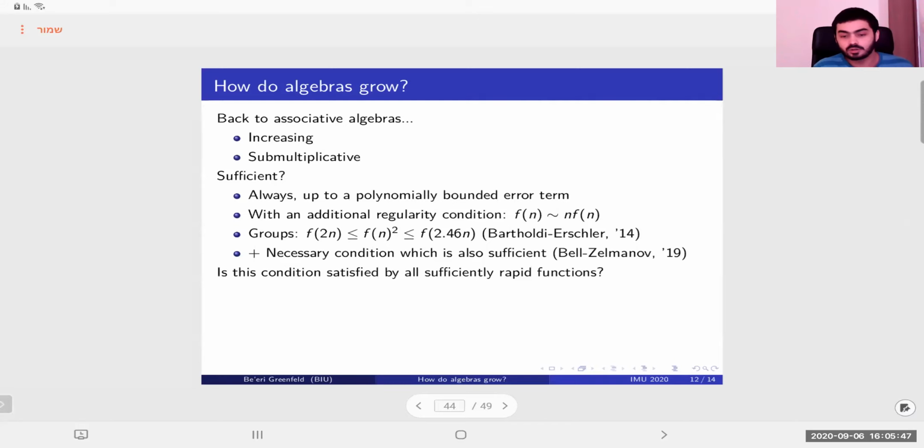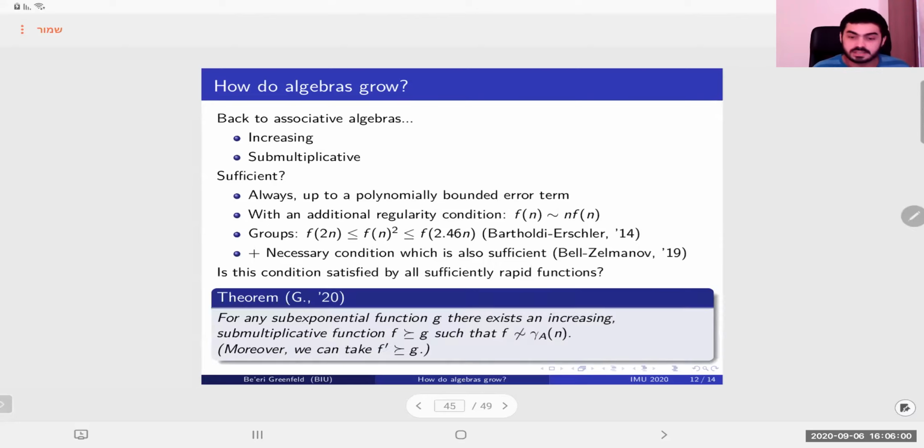So this gave a lot of hope and also raised the natural question whether this additional condition, which I don't mention here, it is related to discrete derivatives, is actually satisfied by all sufficiently rapid functions. And unfortunately, the answer to this is also no, in a very strong sense, that you have arbitrarily rapid holes in the space of growth functions. So for any sub-exponential function, I can find some increasing, somewhat multiplicative reasonable function, which is more rapid than it, but nevertheless, it is not equivalent to any growth function of an algebra.